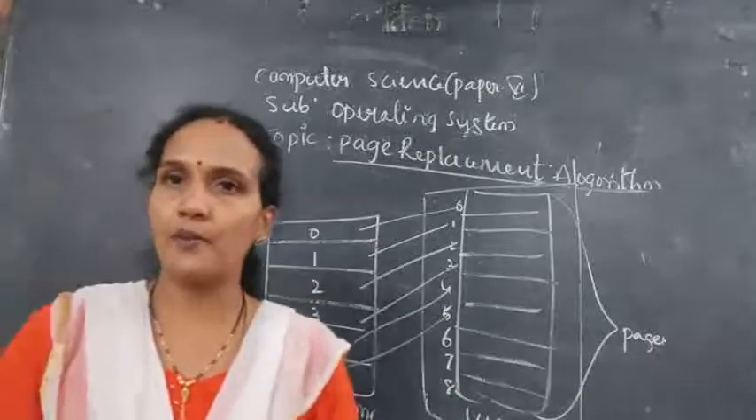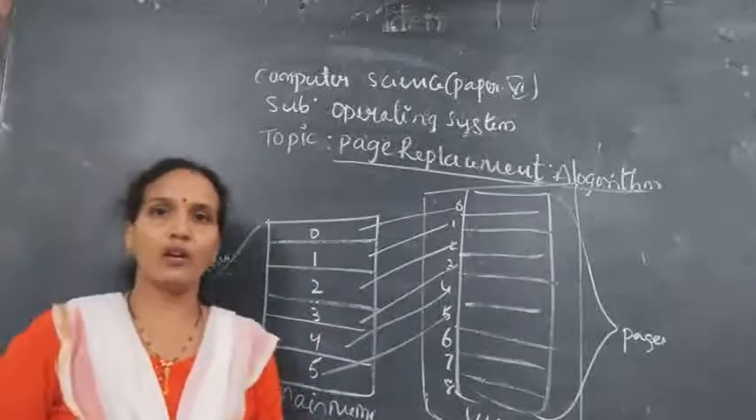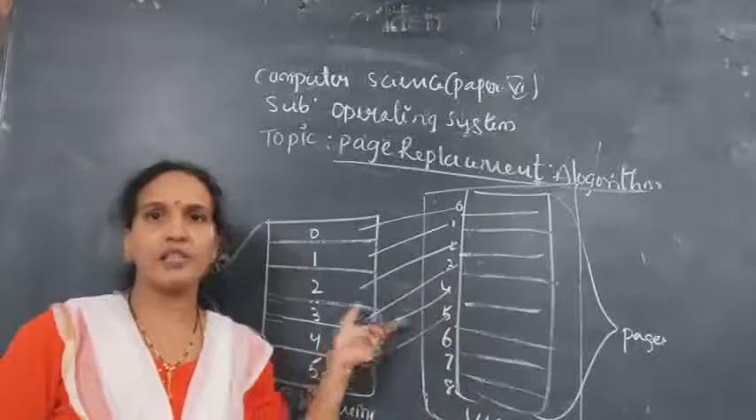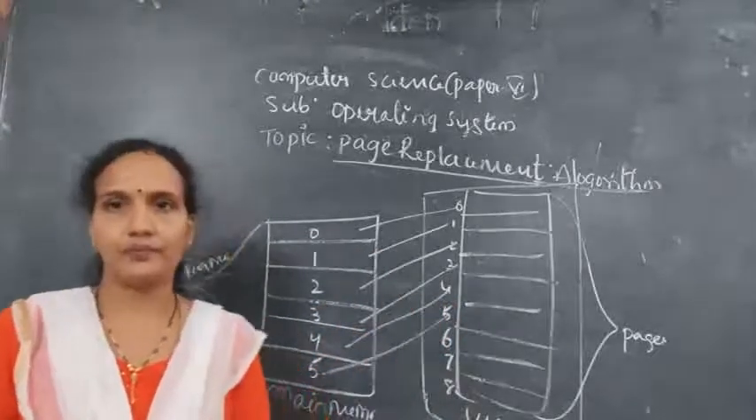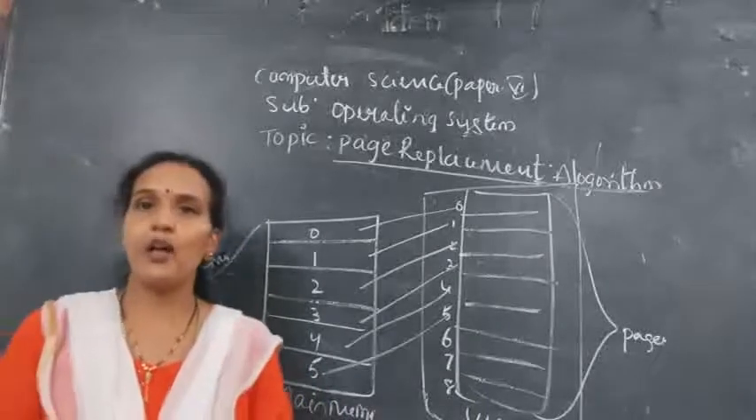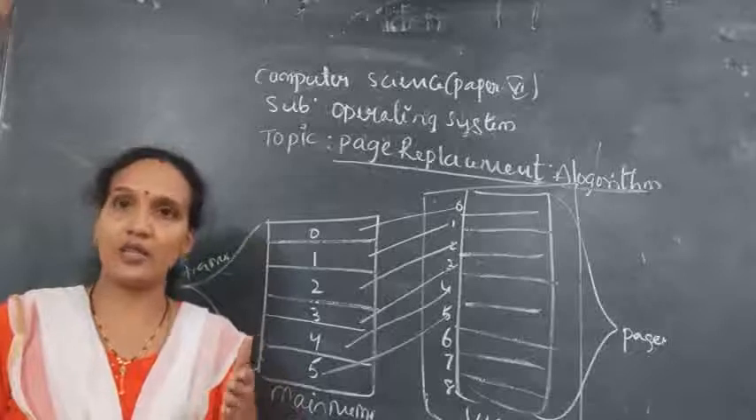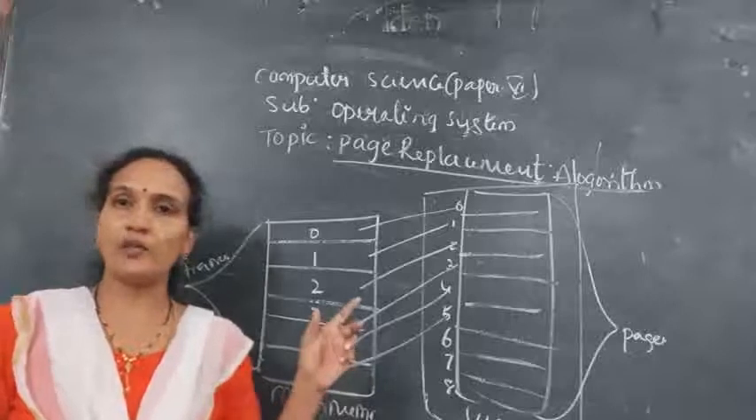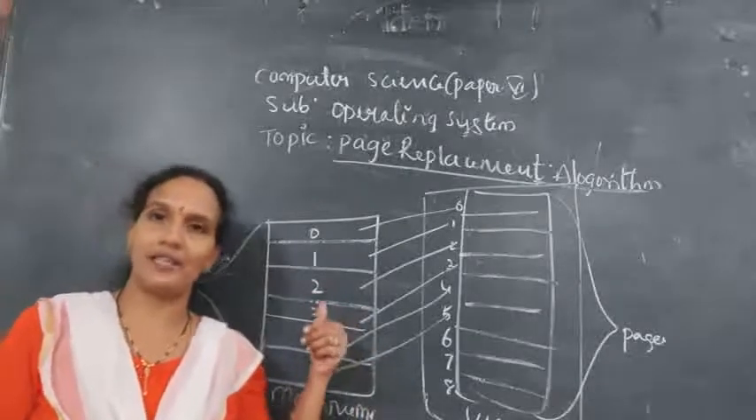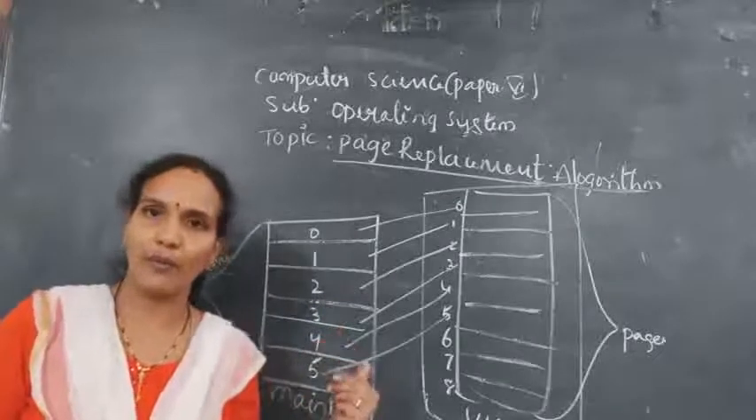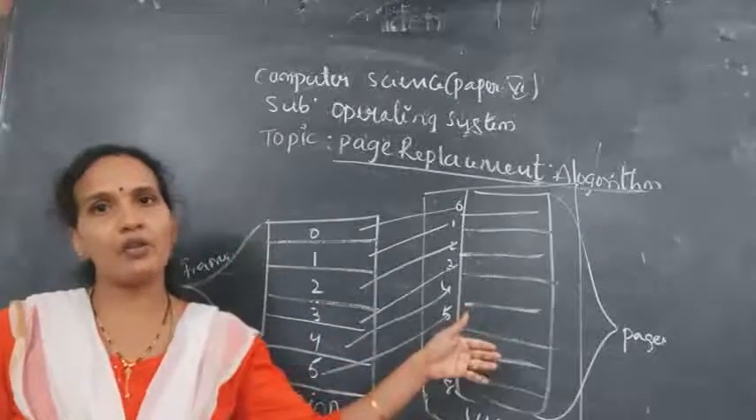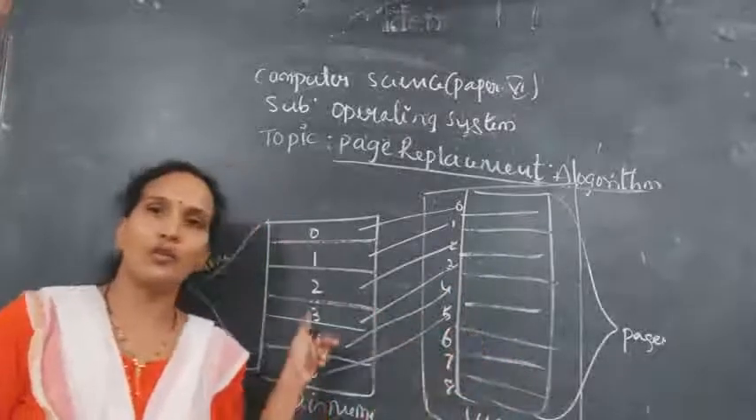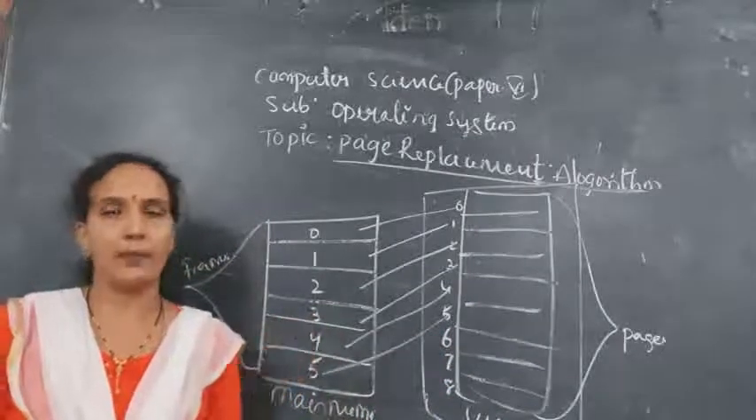So using page replacement, what happens? One page or a number of pages are swapped out from the main memory, and that space is given to new pages. Understood? So what is page replacement? When a process wants to execute, there is no free frame in the main memory. So in order to give space to the new process, the pages in the main memory that have not been used for a long time are swapped out to the secondary memory, and the page waiting for execution is swapped into the main memory. So this is called page replacement.